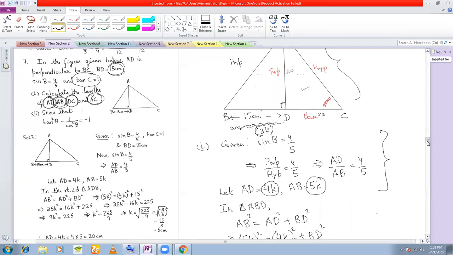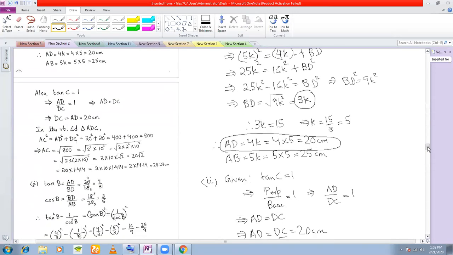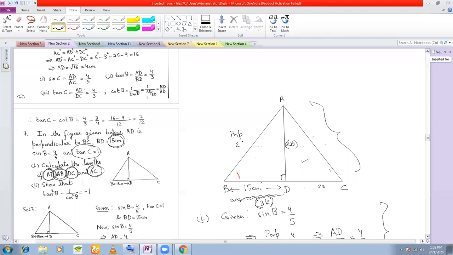Coming back to the question, the second part of the question is: show that tan square B minus 1 by cos square B is equal to minus 1. So let us see which B we are talking about. When we're talking about B, we are talking about this angle. And I know all these lengths. I know this length to be 20. I know this length to be 15 centimeter. It is given to me. And AB I have calculated to be 25. So this also I know as 25.